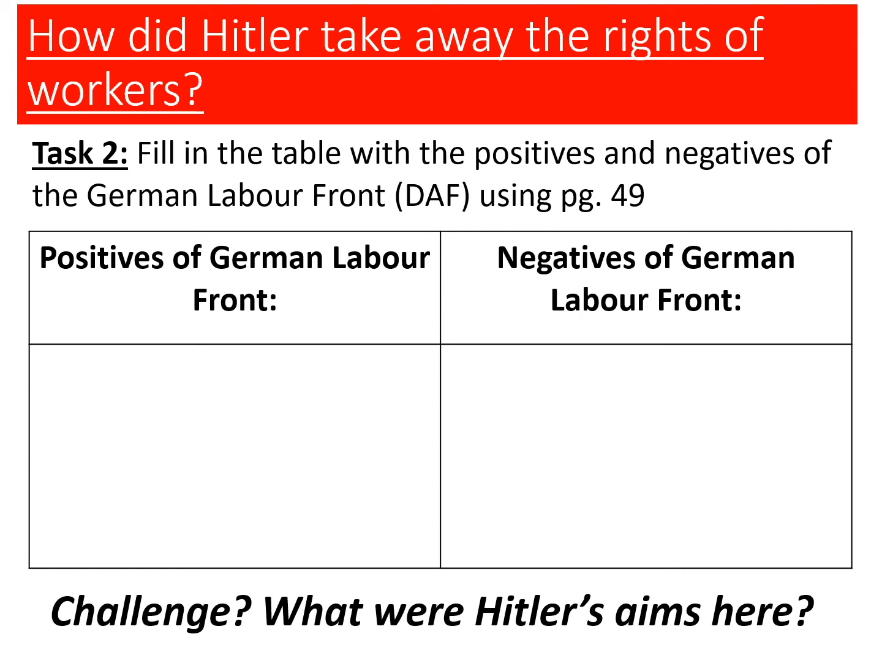So have a little read of page 49. It's not a very long one, or again, use your knowledge organiser. And then just tell me a couple of bullet points of things that are good about this organisation and then things that are bad. So for example, I've just said they banned unions, so that would go in the negatives. Okay, and as usual, I'll put the answers on the next slide. So pause the video here, have a quick read, do a few bullet points, and then we'll go through the answers.